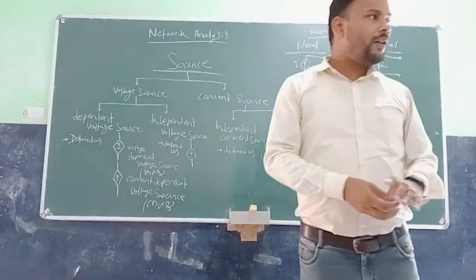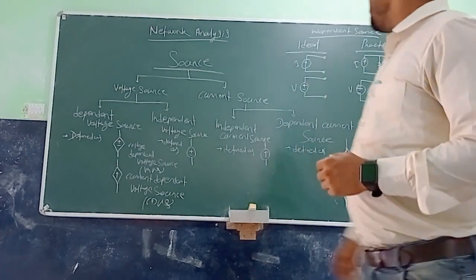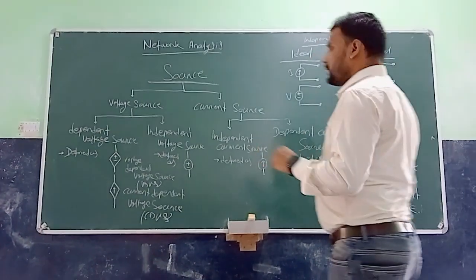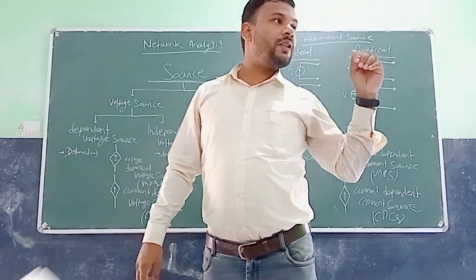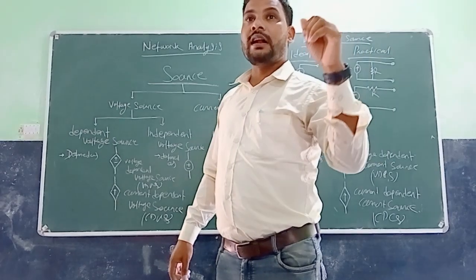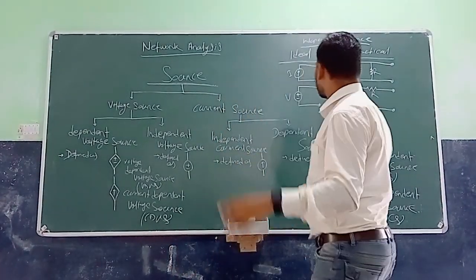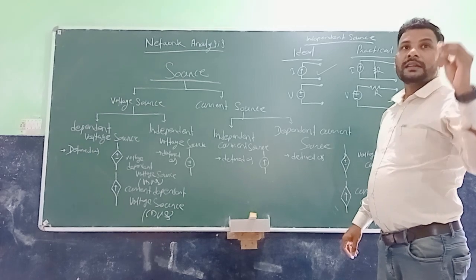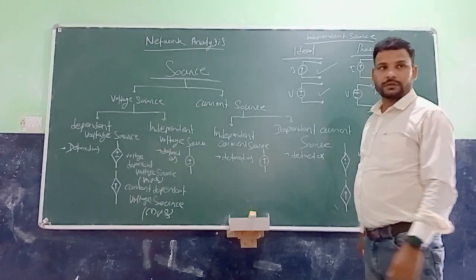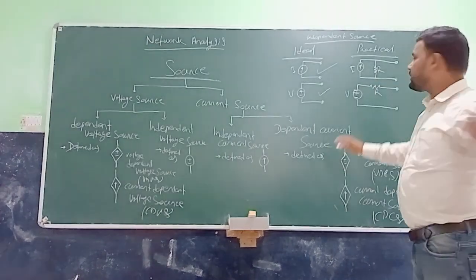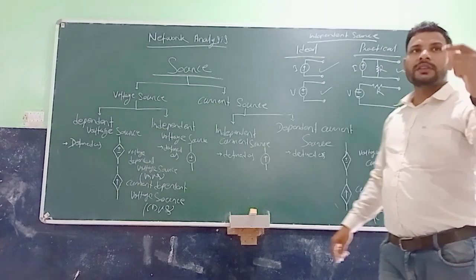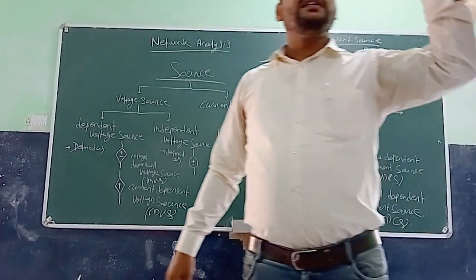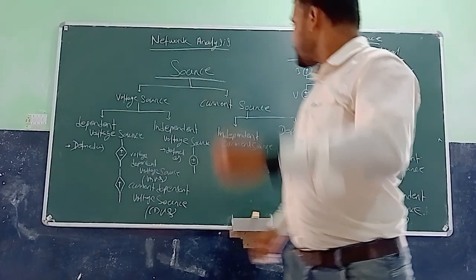Okay. Again, independent sources are divided depending on the ideality. One is the ideal source, another is the practical source. An ideal current source does not have any resistance across it. And a voltage source that does not have any resistance is known as an ideal voltage source. And a practical current source is a current source with a resistance in parallel with it, and a practical voltage source has a resistance in series with it.